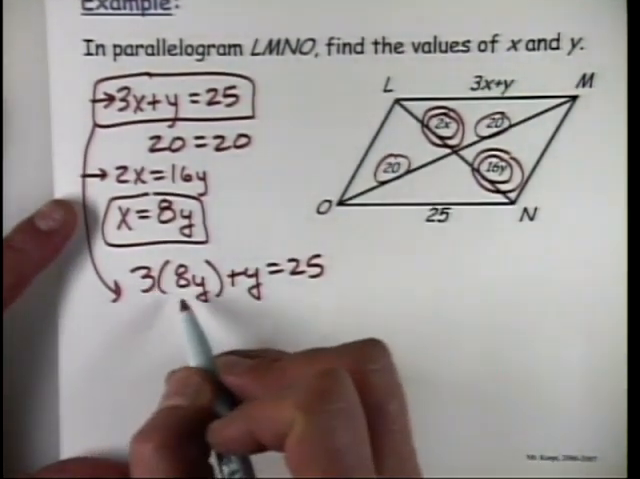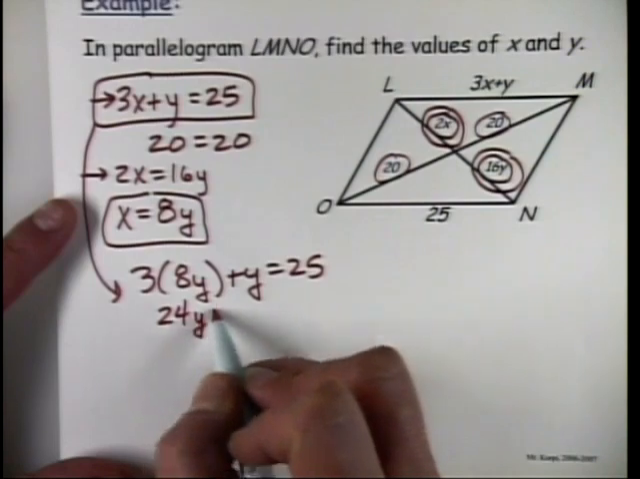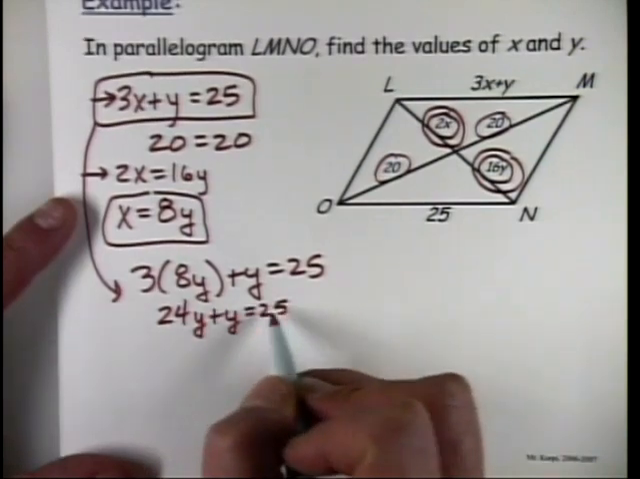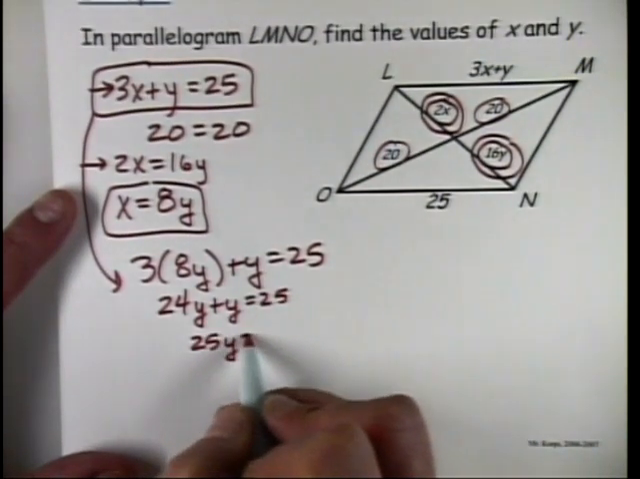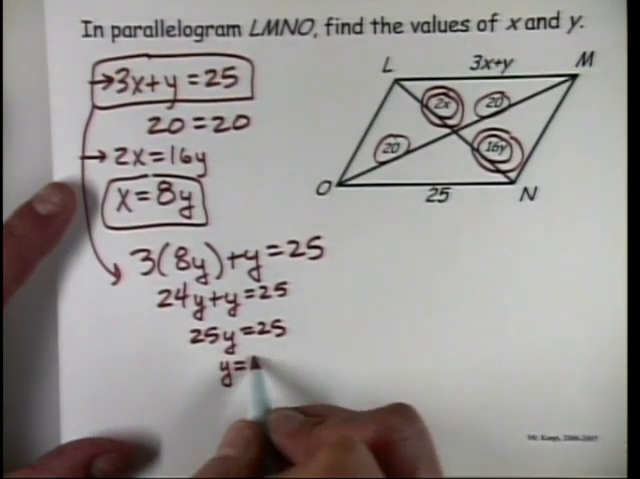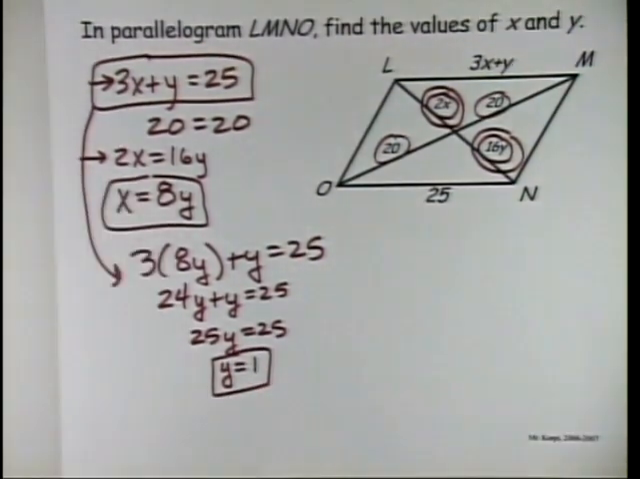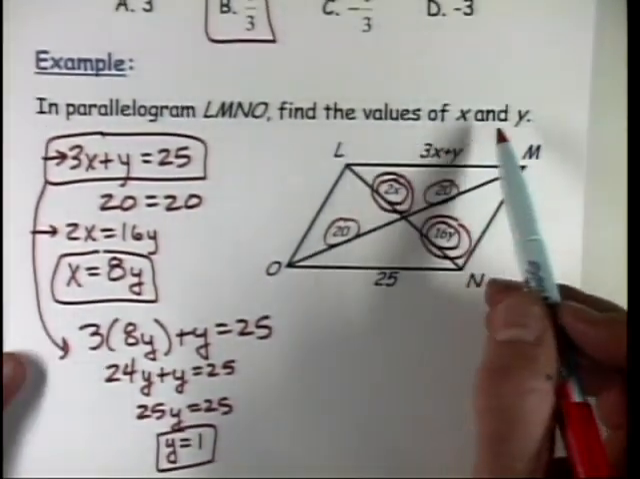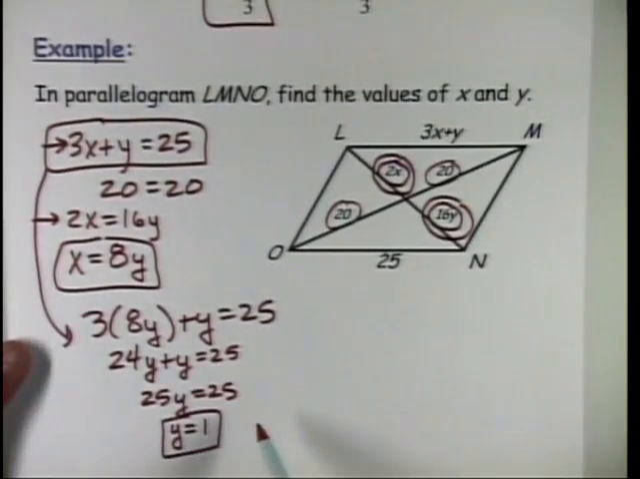Now I can multiply these together. 24y plus y equals 25. So that's 25y equaling 25. Dividing both sides by 25, we get y is equal to 1. Now in this question, it asks us to find x and y. So we found y. We're halfway through. How do we find x?